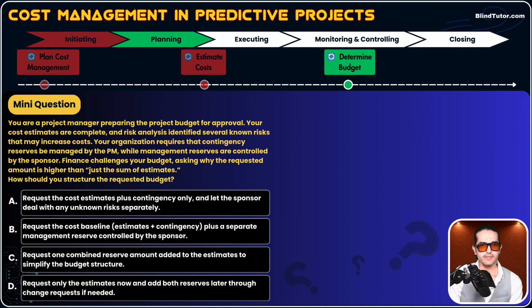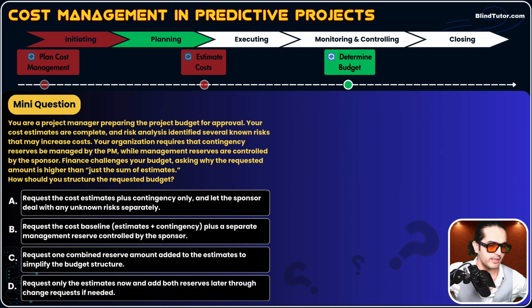A. Request the cost estimates plus contingency only and let the sponsor deal with any unknown risks separately. B. Request the cost baseline estimates plus contingency plus a separate management reserve controlled by the sponsor. C. Request one combined reserve amount added to the estimates to simplify the budget structure. And D. Request only the estimates now and add both reserves later through change requests if needed.